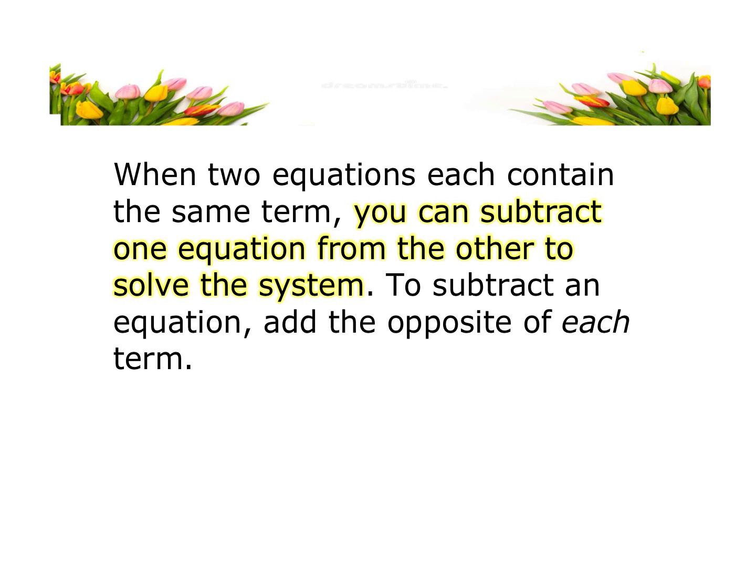So when two equations each contain the same term, you can subtract one equation from the other to solve the system. To subtract an equation, add the opposite of each term. What I always like to say, guys, is that if you have a negative and a positive, at the end of the day, you're subtracting and keeping the sign of the biggest number. But if you're doing elimination, what I always prefer to do is add the equations and then just subtract those two terms. There's a lot less work involved because you're more consistent in what you're doing.